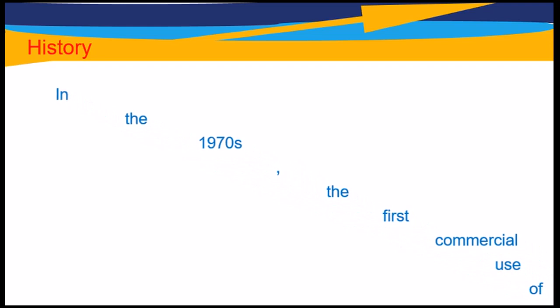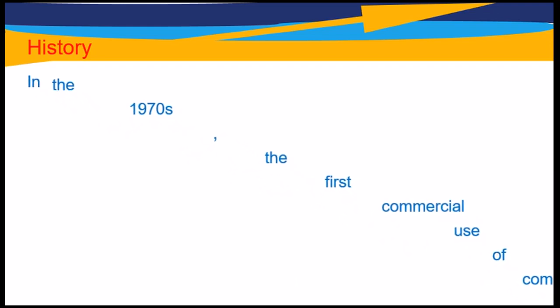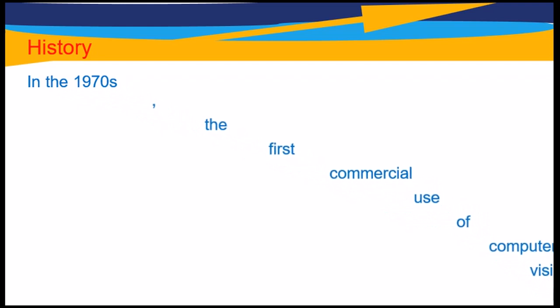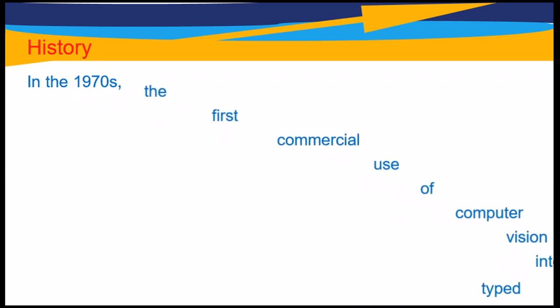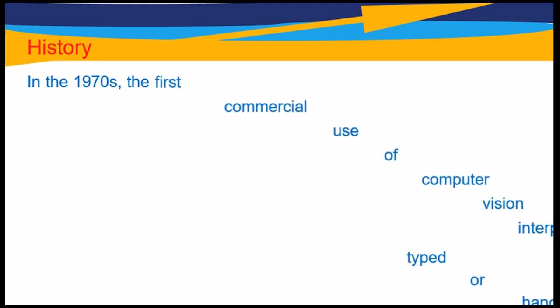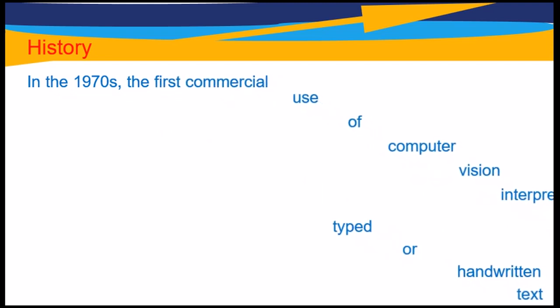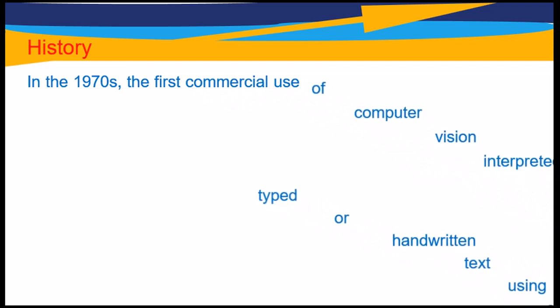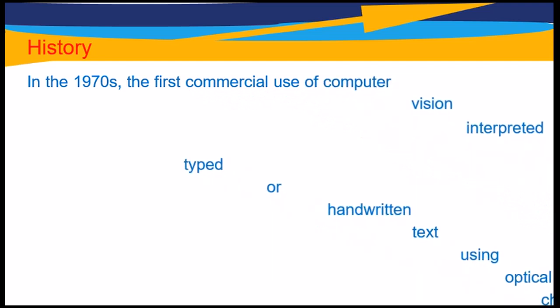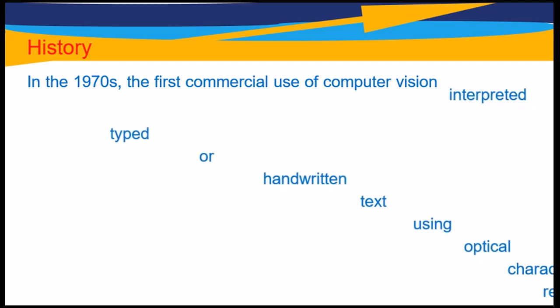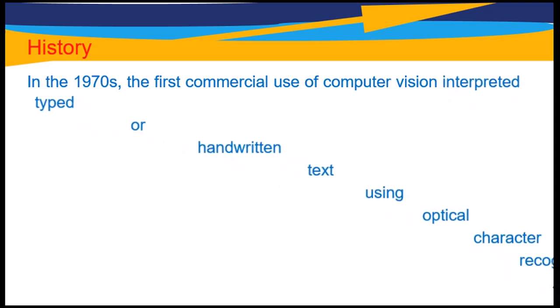A few years later, Larry Roberts wrote his doctoral thesis on the ability to use a two-dimensional image to extract three-dimensional information about a solid object. His work set the course for decades of advancement and earned him the title of father of computer vision. Researchers, engineers, and developers picked up the pace in the continuing effort to achieve the best possible computer vision solutions. So this is all some of the history of computer vision.